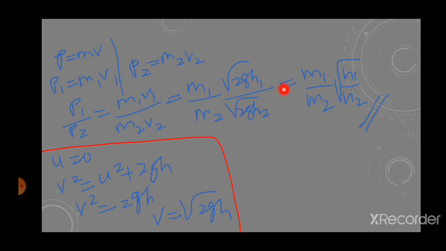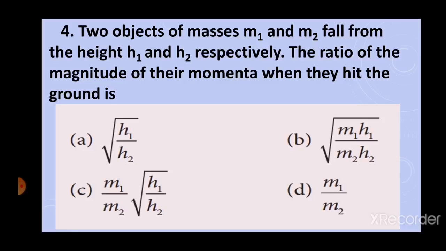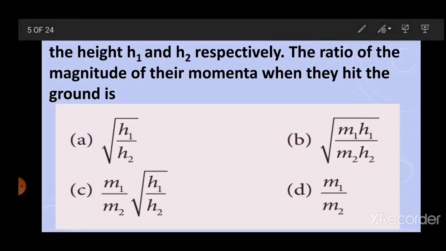Now the same magnitude is cancelled, m1 divided by m2, therefore square root of h1 divided by h2. So this is the correct answer. So students, option C is the correct answer: m1 divided by m2 into square root of h1 divided by h2.